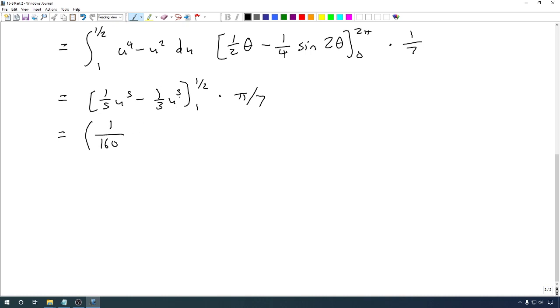Now we have 1/3 times, well, 1/2 to the 3rd power is 1/8. 1/3 times 1/8 is 1/24. Now we get to plug in 1 and subtract it. So we're going to be subtracting a 1/5. And because there's a minus sign here already, we're going to be adding 1/3.